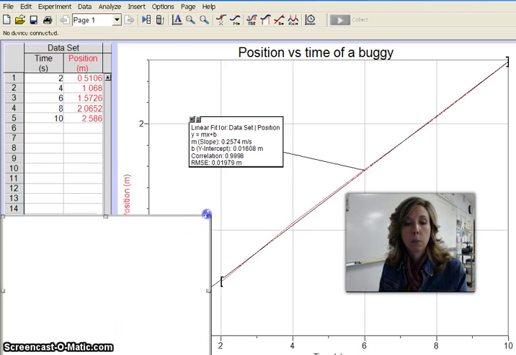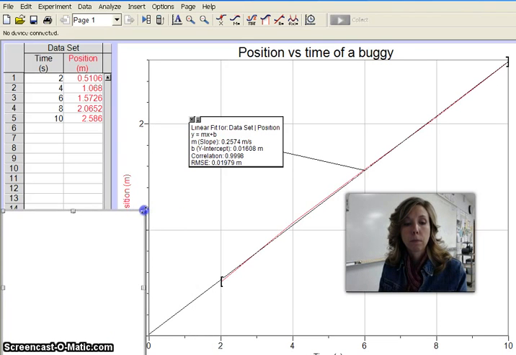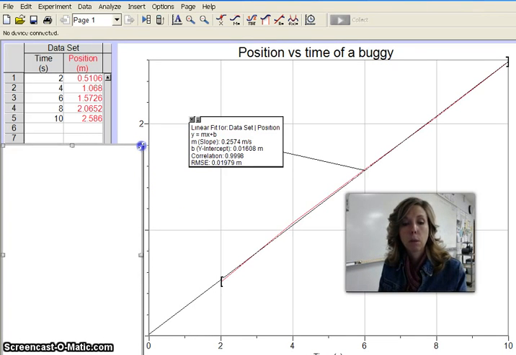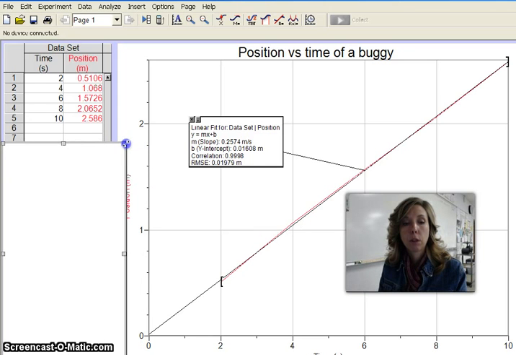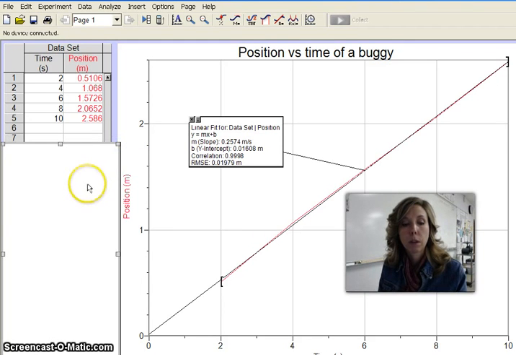And I might make it a little bit bigger just so you can see it better. Not necessary maybe when you're working. I might have to move that around a little bit as we're talking here.